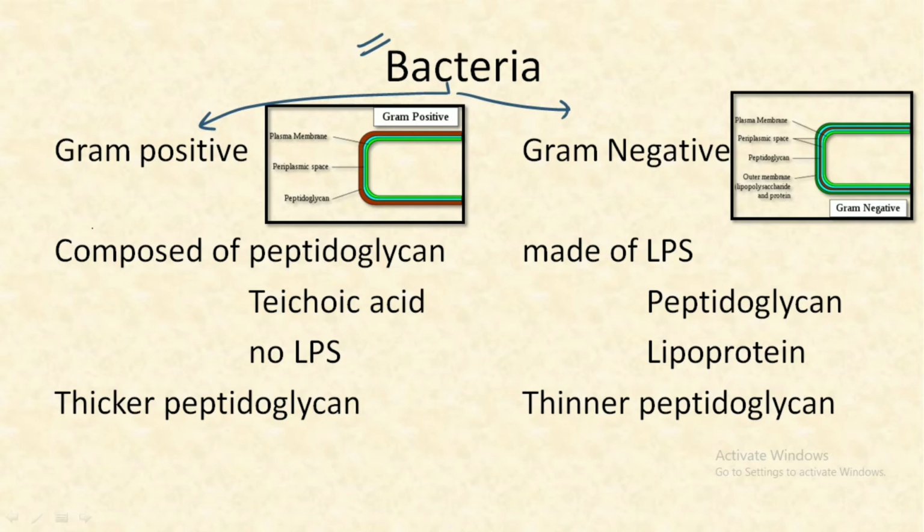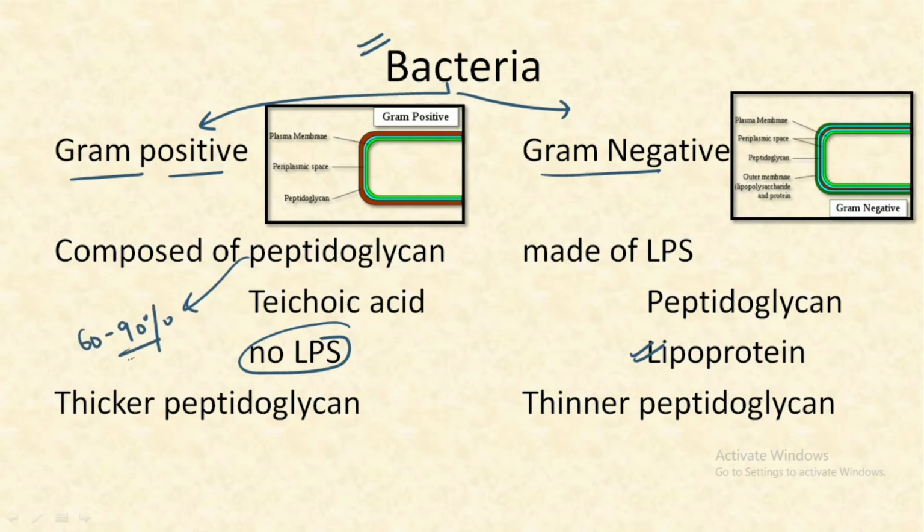The main difference between the gram positive and the gram negative bacterium is that in case of the gram positive, there is no lipopolysaccharide, and in case of gram negative, we have lipopolysaccharides present. And the second important difference is that the gram positive ones are composed of approximately 60 to 90% of peptidoglycan, but in case of gram negative, we have only 10 to 20% of the peptidoglycans present.